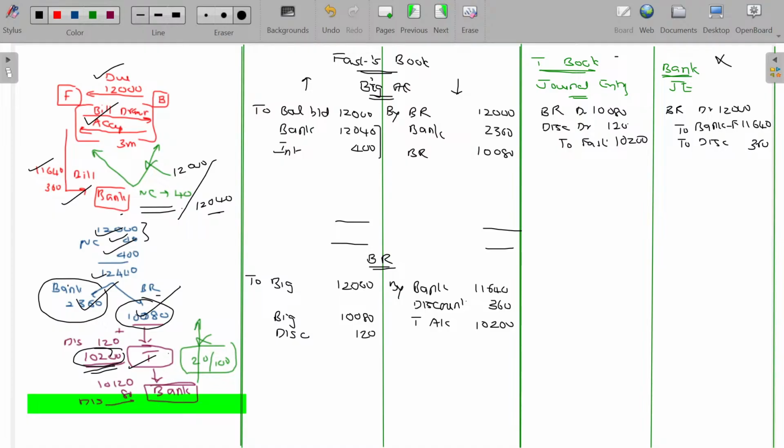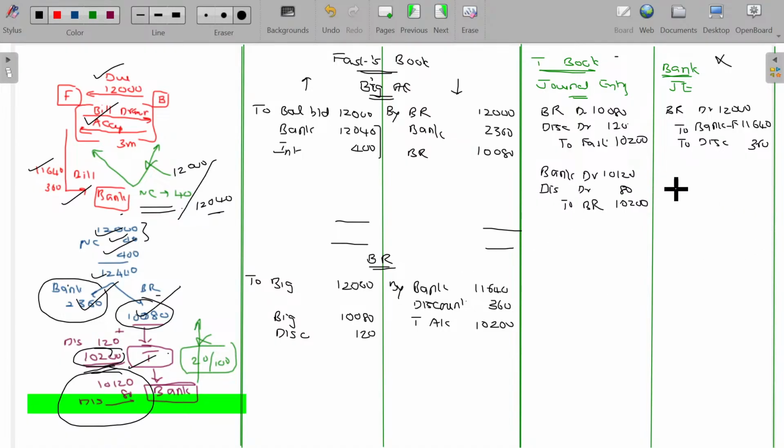Immediately after that, T discounts this bill with the banker. So for this, the journal entry, only in the books of T, discounting of the bill will be passed. The entry being bank account debit and to BR account, the BR account being 10,200. The amount collected here being only 10,120. Because of the discounting, 80 rupees we are getting less, named as discount on bills discounted.